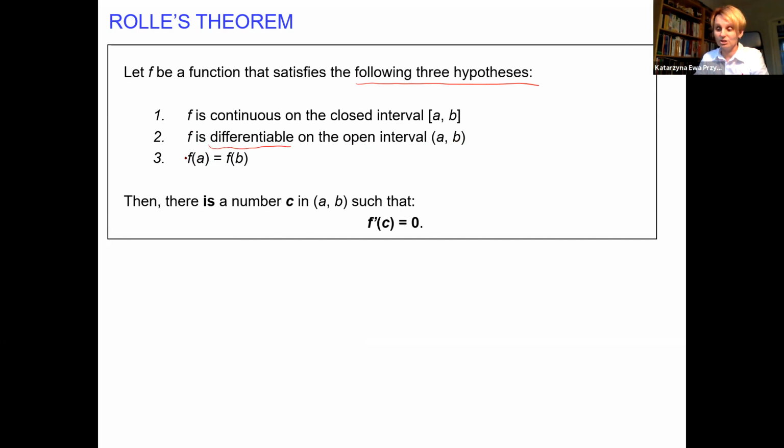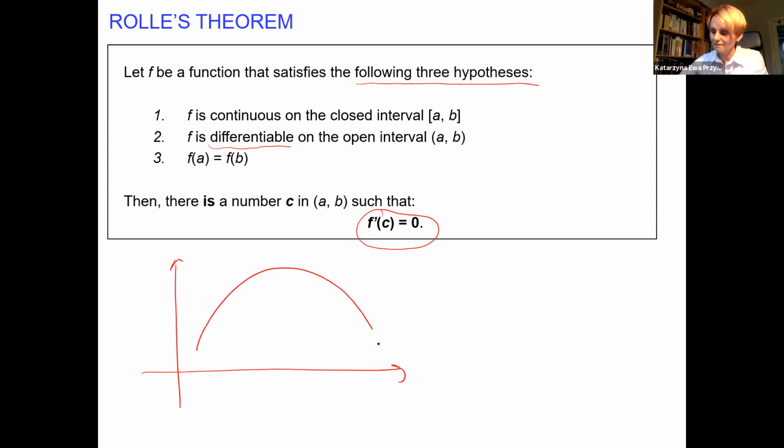If the function satisfies these conditions, we can conclude that there is a guarantee that a number c exists in that interval from a to b with the condition f prime at c is 0. F prime at c is 0 means that we have a horizontal tangent at that c. Right? I do have a graph, but maybe I can plot it.